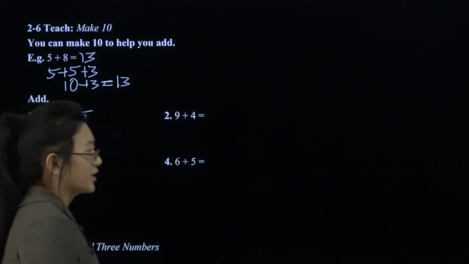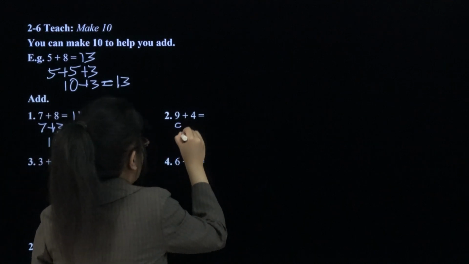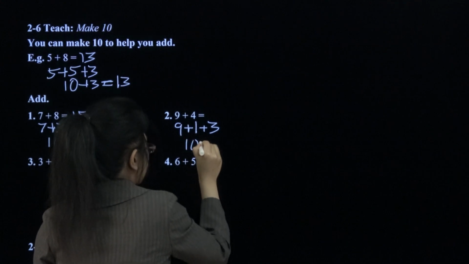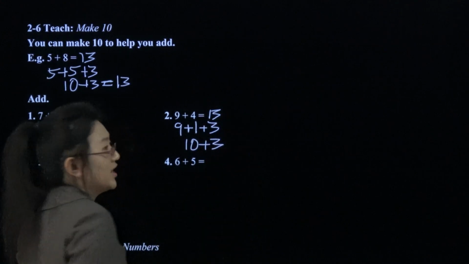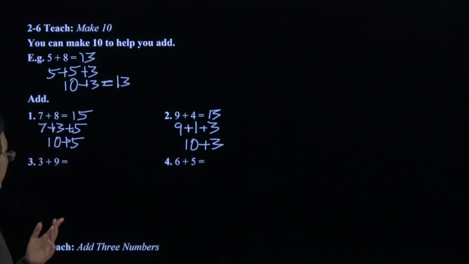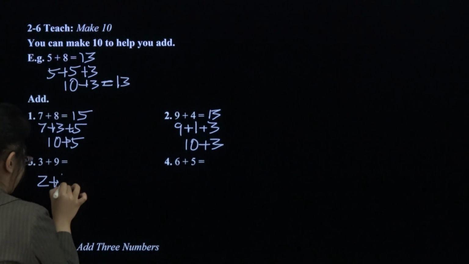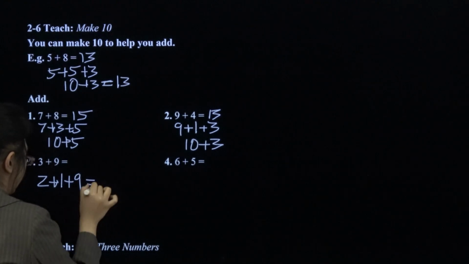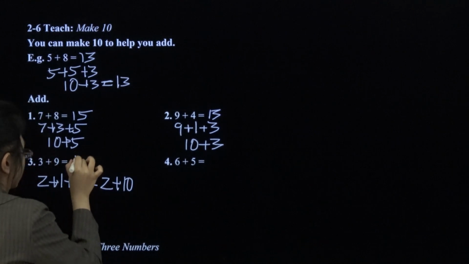9 plus 4, okay, for 9, you just take 1 out. So that'd be 9 plus 1 plus 3, which is basically 10 plus 3, and that's 13, again. 3 plus 9, again, it's 9. So it's 2 plus 1 plus 9, it's equal to 2 plus 10, which is then equal to 12.